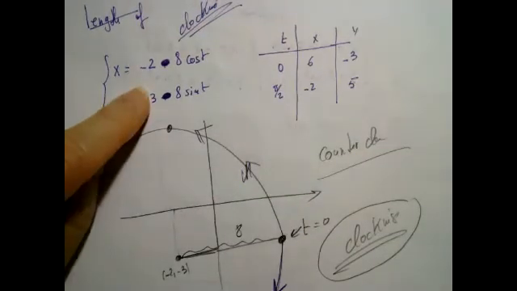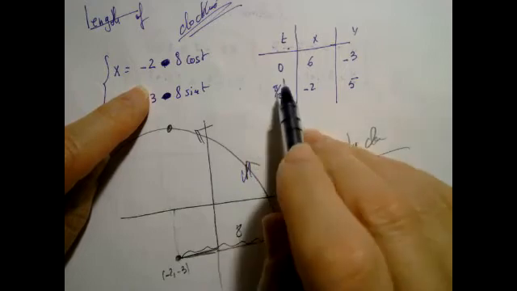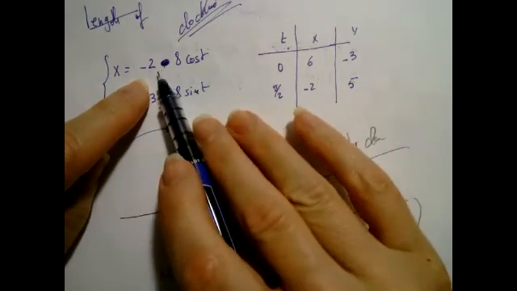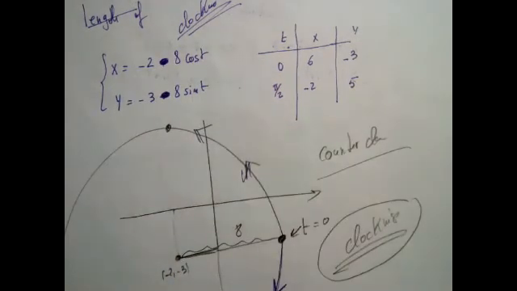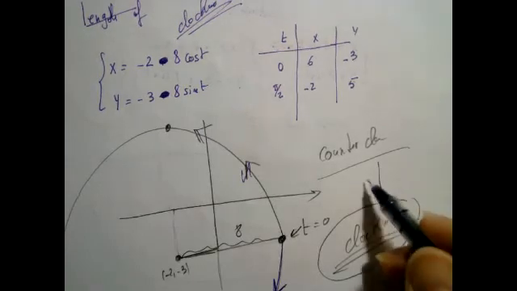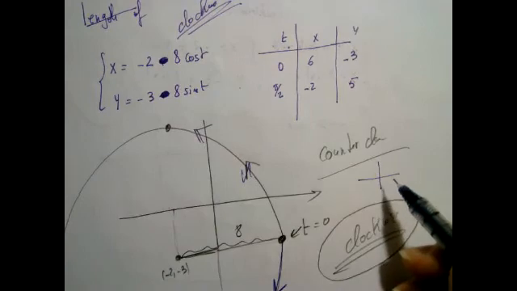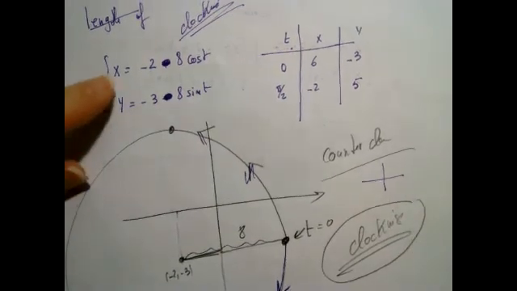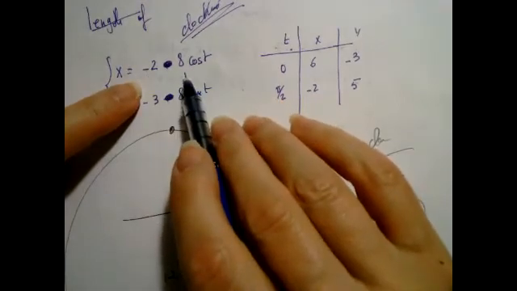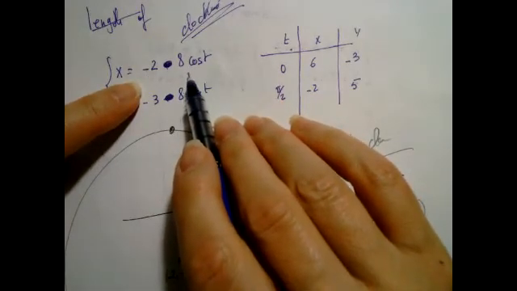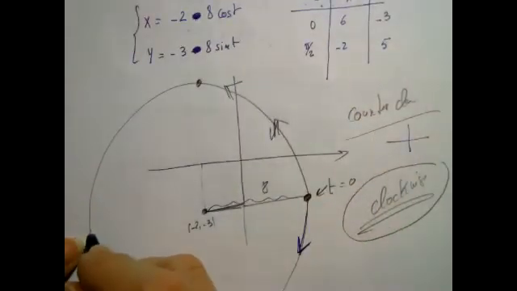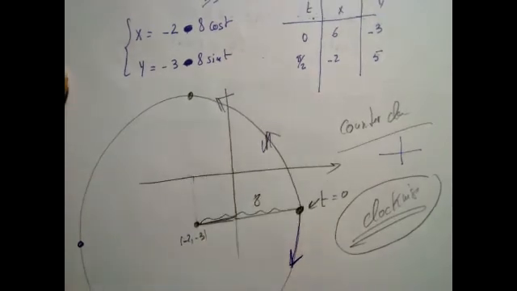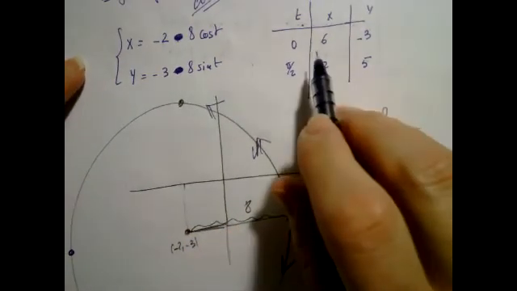And now let me check. At t equal to 0, I am at minus 2, and then I will have... am I right? I think so. So at t equal to 0, I am at minus 2, minus 8. And at t equal to 0, I am at minus 3. So at t equal to 0, I seem to be going this way. I think I'm goofing a little bit around here.